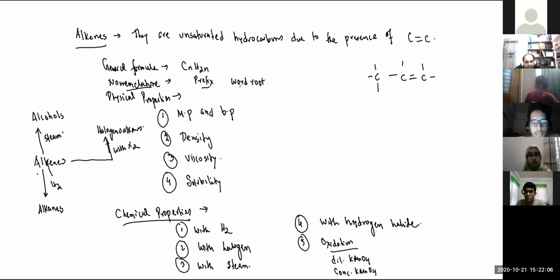First we know we have a prefix, right? Then we have a word root. What does the word root depend on? The parent chain. Then ane, ene or yne. So here we know that it's ene, right? Plus you have a suffix. What does the suffix depend on? The functional group. Everyone forgot. Suffix depends on the functional group, right?